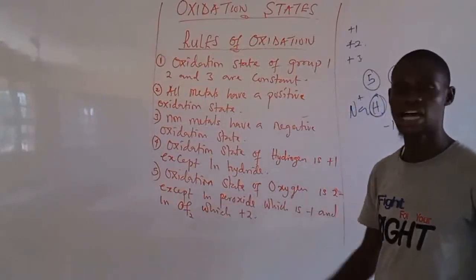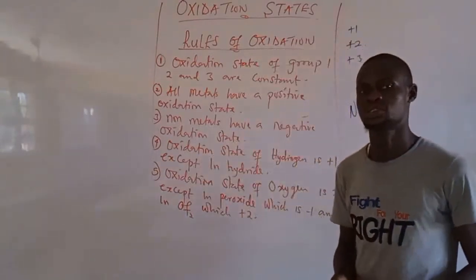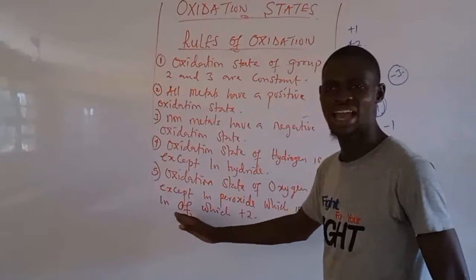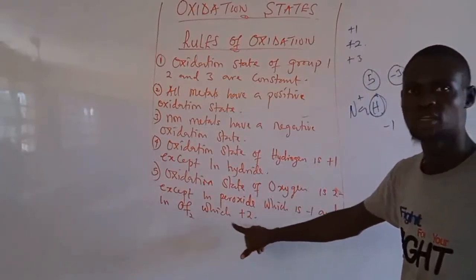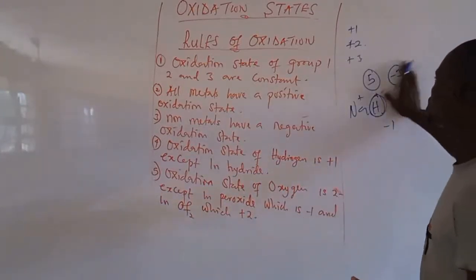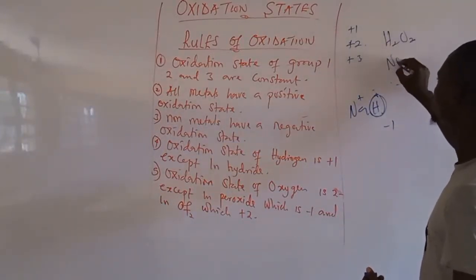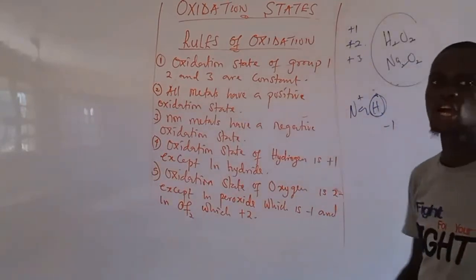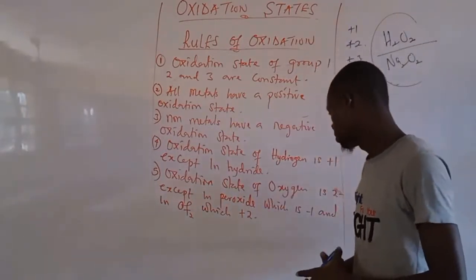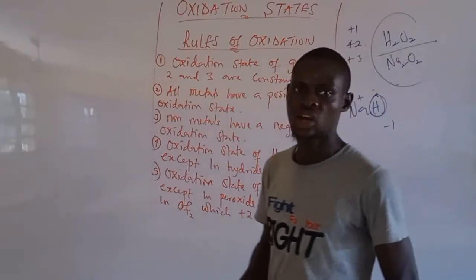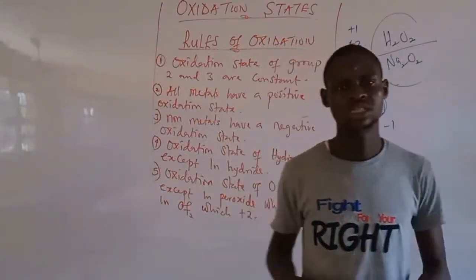When oxygen reacts with fluorine, as we know, fluorine is the most electronegative element on Earth. So if oxygen reacts with fluorine, the oxidation state of oxygen changes to +2. While when oxygen forms its own peroxide, for example hydrogen peroxide or sodium peroxide, the oxidation state of oxygen is always -1 in its peroxide. But when it is with fluorine, it forms an oxidation state of +2.